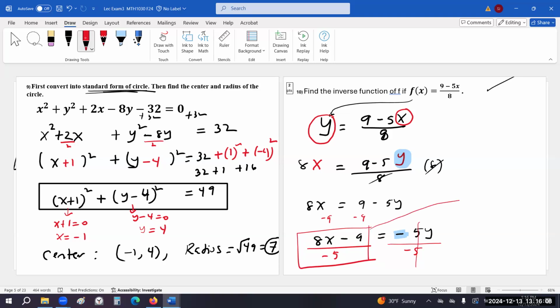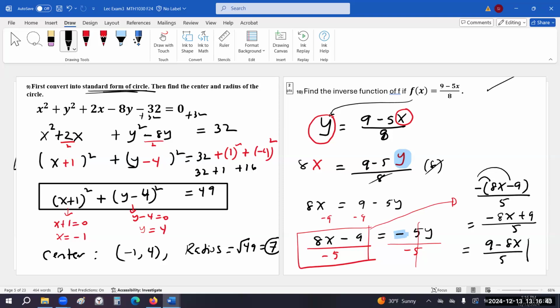But let's say you don't see it. If it came in the multiple choice and you don't see this answer, that means you're going to modify this answer. How are you going to modify? You can put the minus on the top: minus (8x minus 9) over 5. If you still don't see this in the exam, distribute: minus 8x plus 9 over 5. If you still don't see this in the multiple choice, then it's 9 minus 8x over 5. So definitely one of these you're going to see.